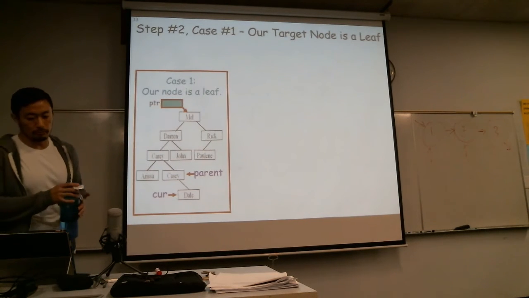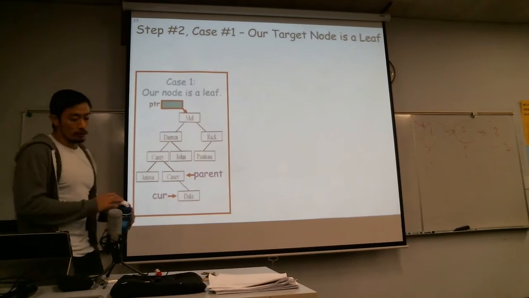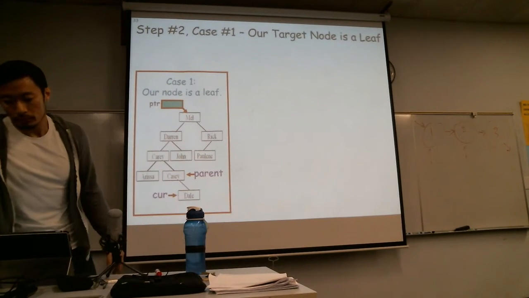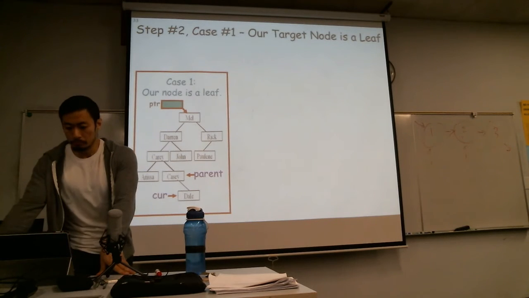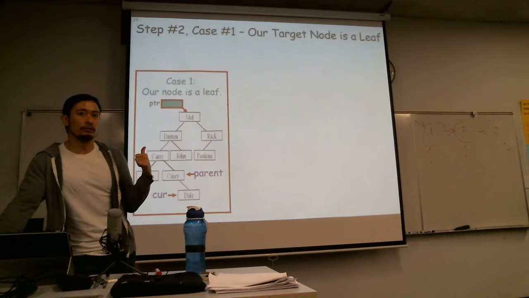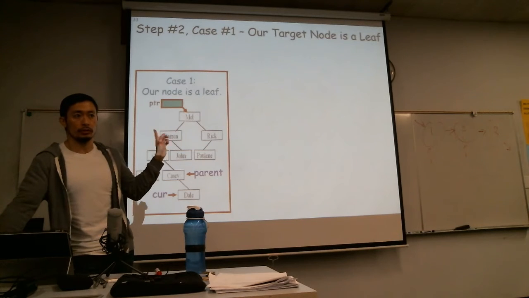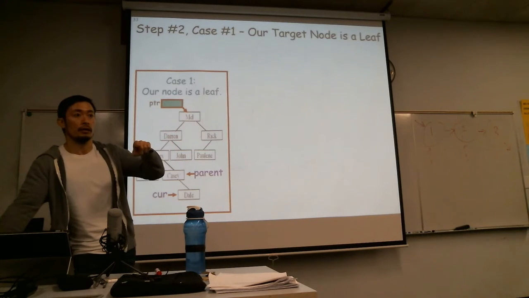Okay, so first case. Target node is a leaf. Although let's actually break here because this is important and it's a little difficult to follow. We've been talking about algorithms for a while now, so take 10 minutes and we'll come back fresh to look at this.